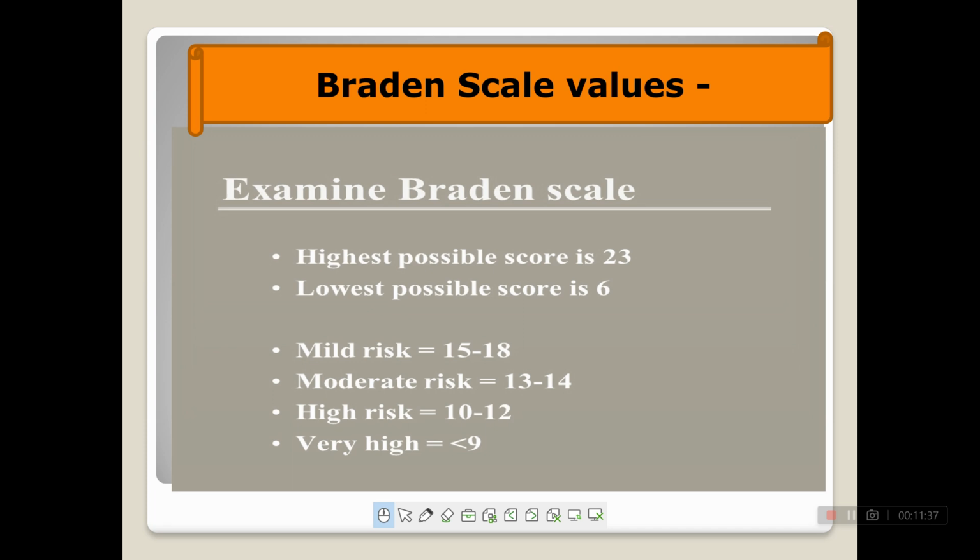And now the Braden scale values. In the Braden scale, the highest possible score is 23 and the lowest possible score is 6. In mild risk, it varies from 15 to 18. In moderate risk, it is from 13 to 14. And in high risk, it includes scores of 10 to 12. And very high risk is less than 9. We consider it a very severe level.